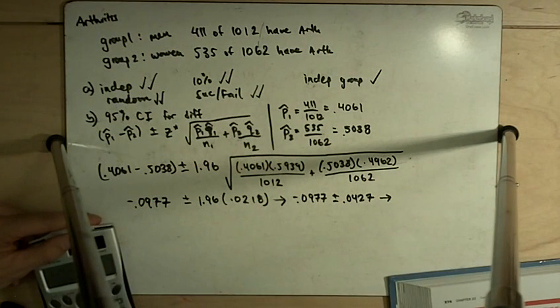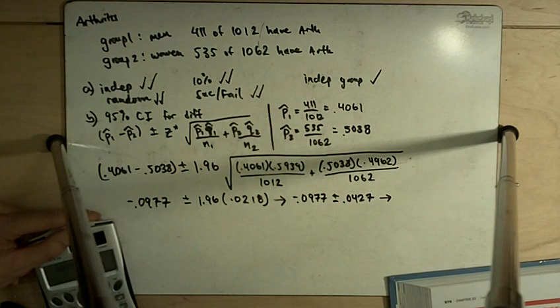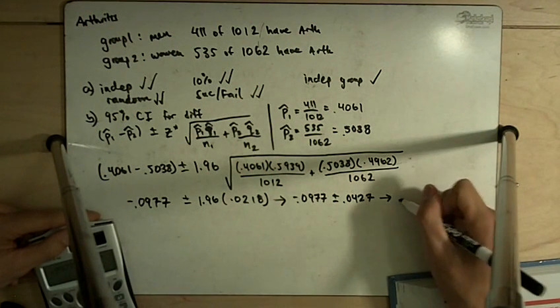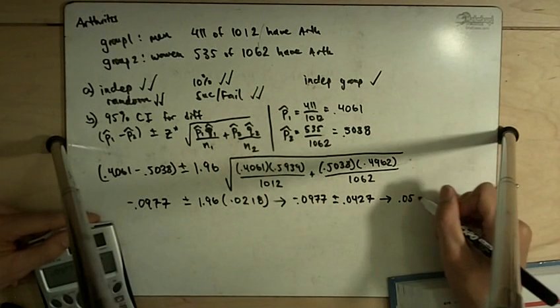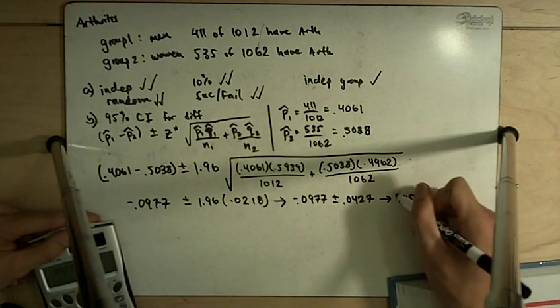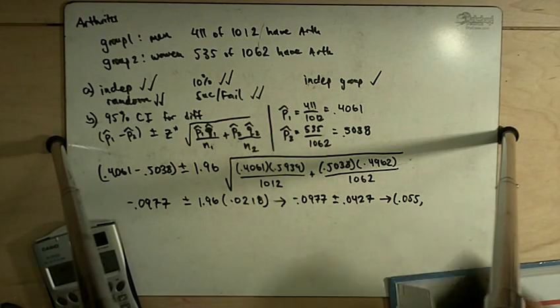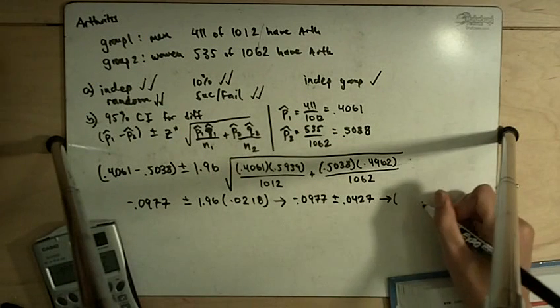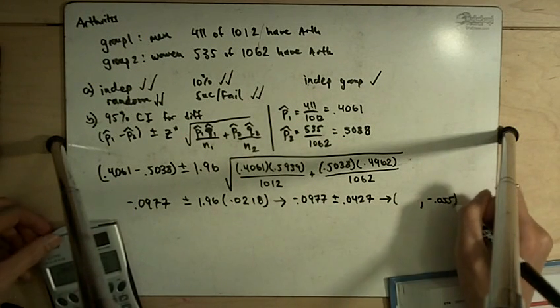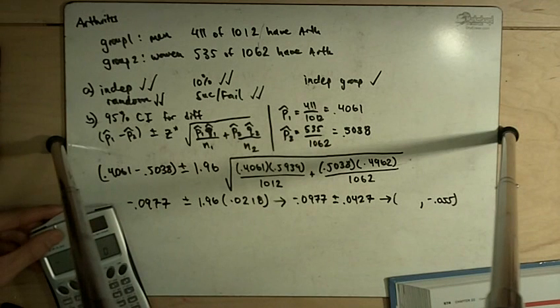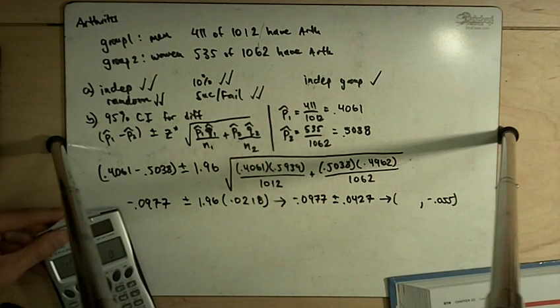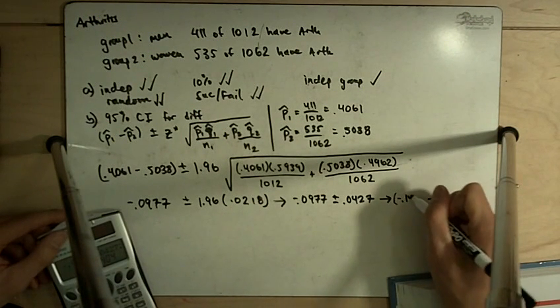Let's actually do plus first. On the upper end, I get negative 0.055, and then on the other end, I get negative 0.1404.